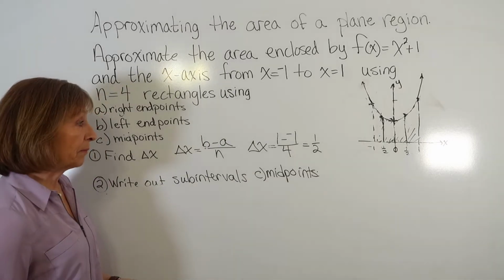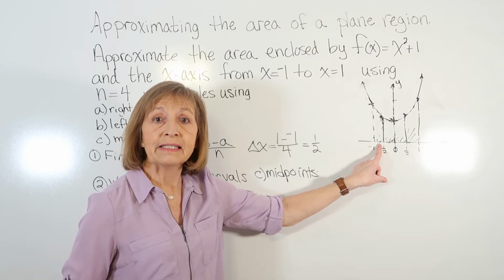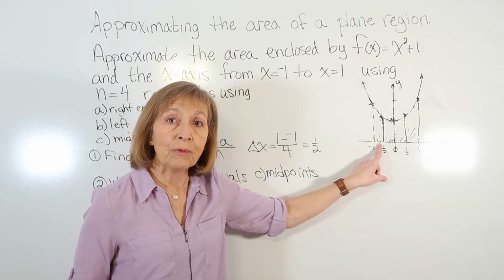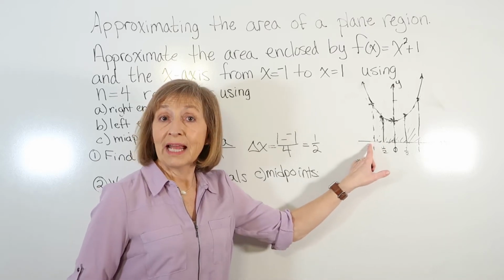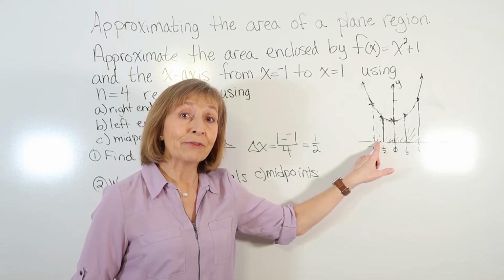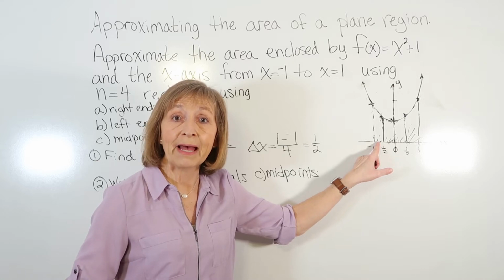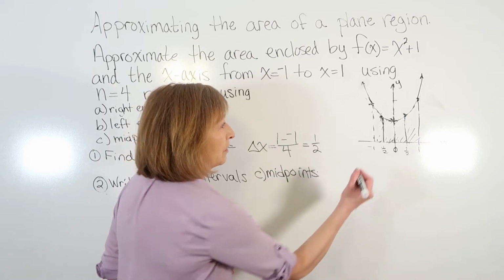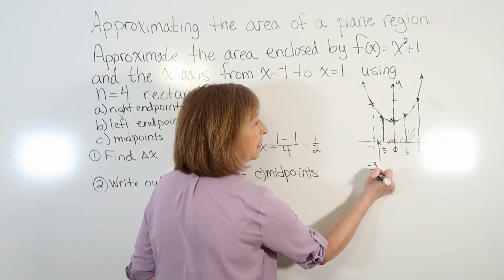So if we're doing the midpoints, what we want to do is find the middle of each of these subintervals. Well, remember when you want a point halfway between 2 points, you add together the ends and divide by 2. So -1 plus -1/2 is going to give me -3/2. But when I divide that by 2, it's like multiplying by a half. So that gives me -3/4. So my midpoint here is -3/4.